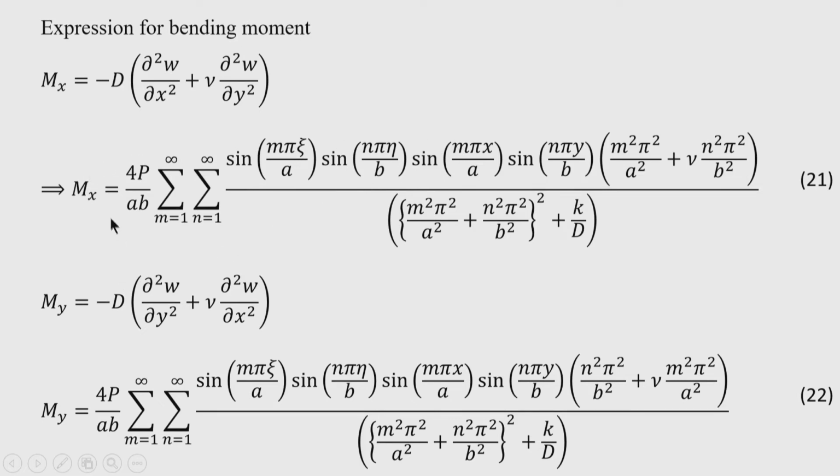Similarly, the bending moment in the y direction can also be obtained as minus D into del square w by del y square plus mu into del square w by del x square. So, the partial derivative of the deflection function with respect to y two times and with respect to x two times have to be taken and added, in one case multiplied by Poisson's ratio.